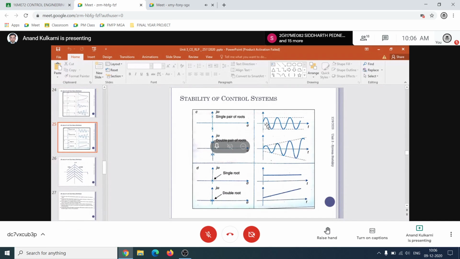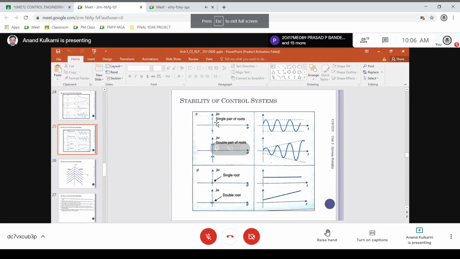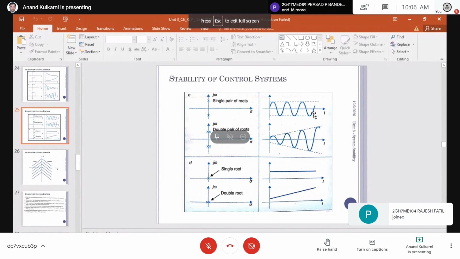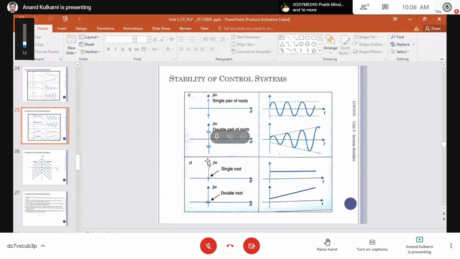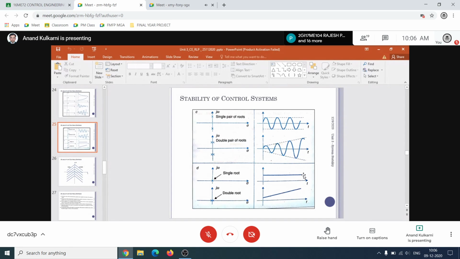And if there are non-repeated roots on the j omega axis, then the system is limitedly stable. You can see the limitedly stable condition here. If the roots are on the j omega axis, it is limitedly stable. Like here, there is a root at origin that is also on the j omega axis. The system is limitedly stable, that is, neither stable nor unstable.